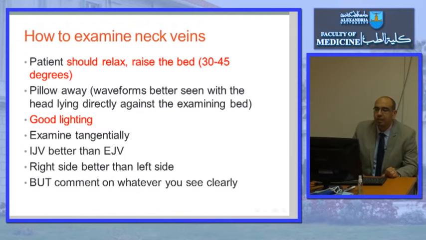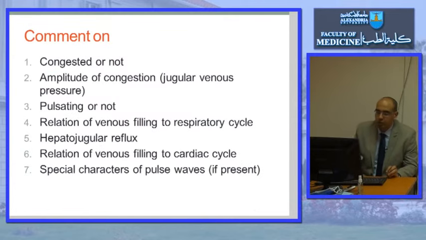Okay. How to examine neck veins? The patient should be relaxed and we should raise the bed to 45 degrees. We shouldn't use a pillow. There should be good lighting. We should examine tangentially. The internal jugular vein is better than the external jugular, as we described. The right side is usually better than the left side, and we should comment on whether we see it clearly or not.